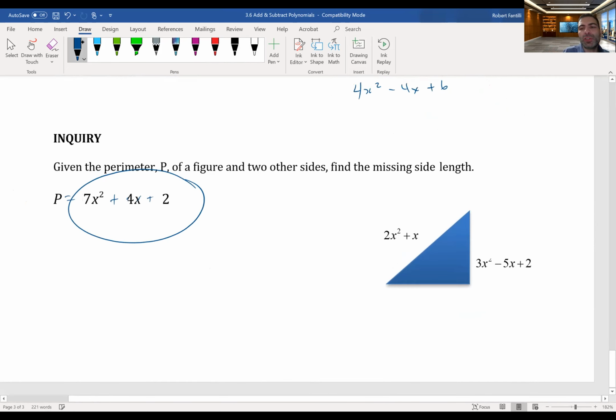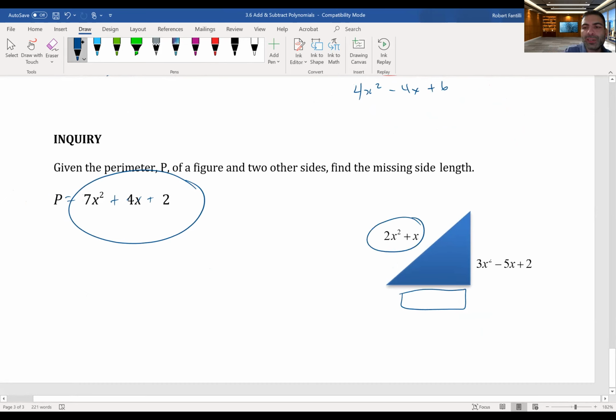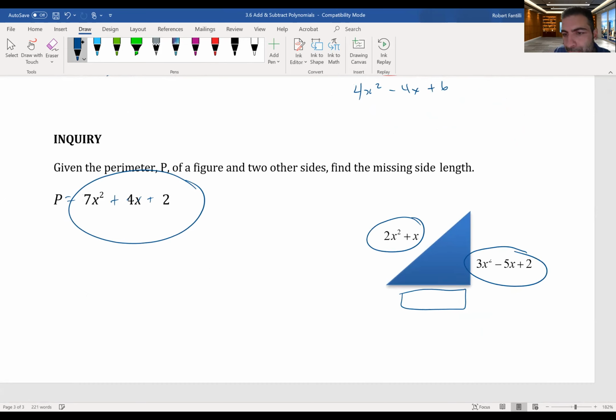But they only gave us two sides. That means this side here is missing. But we know this plus this, and that's a 3x squared as well. Those two plus the right one, 1, 2, and 3, have to all add together to get 7x squared, right? To get that 7x squared plus 4x plus 2.